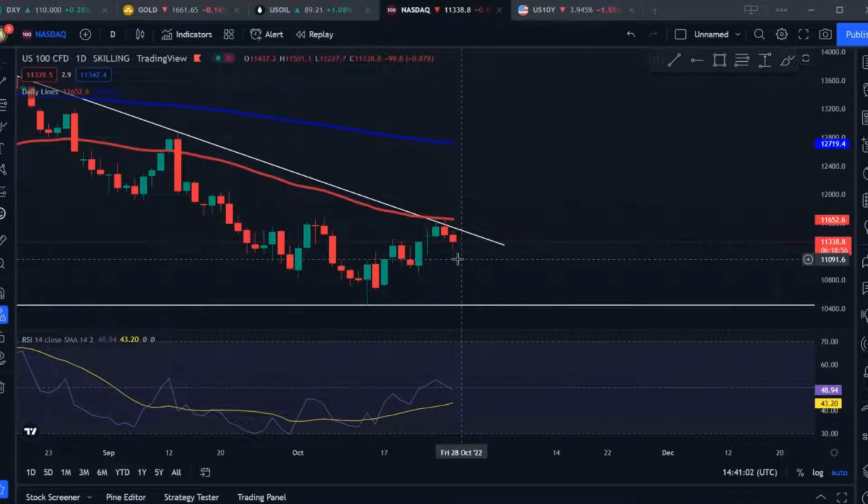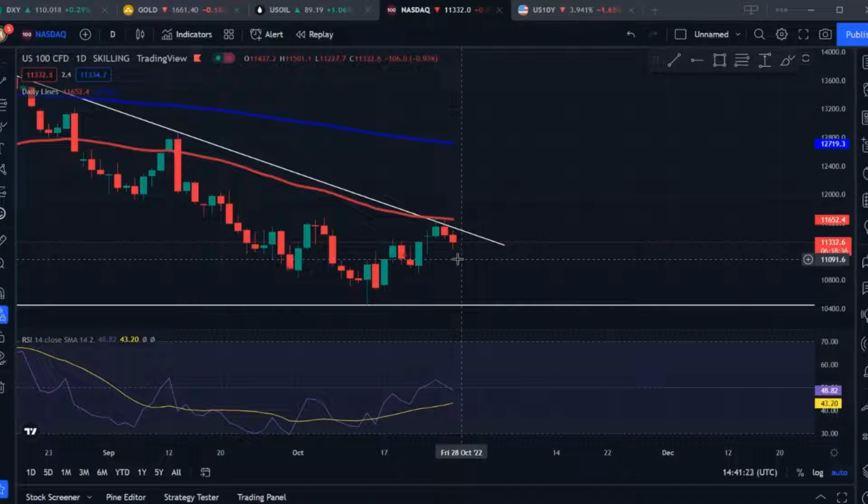Obviously, the earnings came out yesterday and they weren't as good. We have Meta right now 20%. Microsoft was about minus 8%. So, we do have very bad reports in terms of earnings of technology stocks. So that's obviously going to push the Nasdaq down. However, it did not push it as bad as we thought.